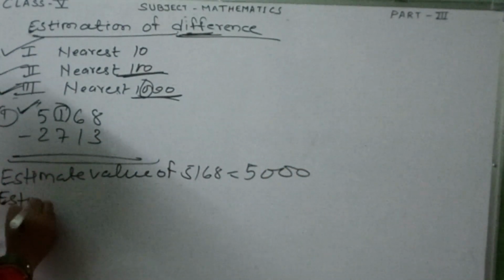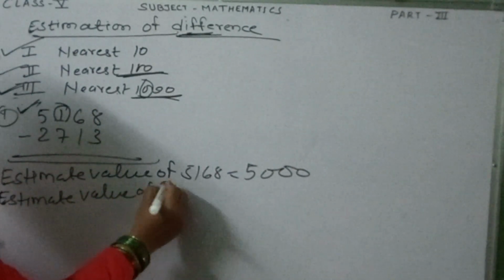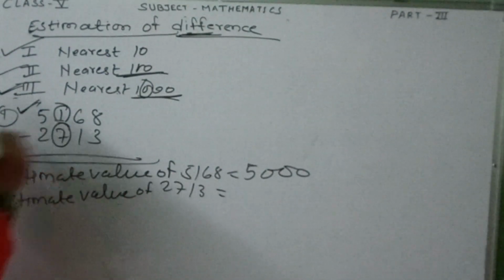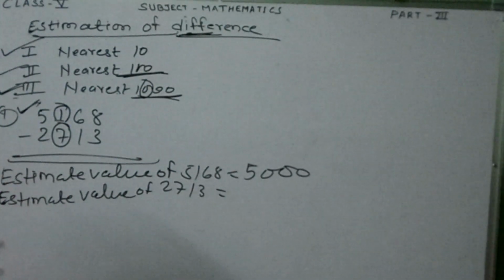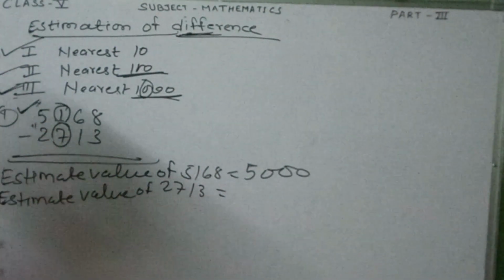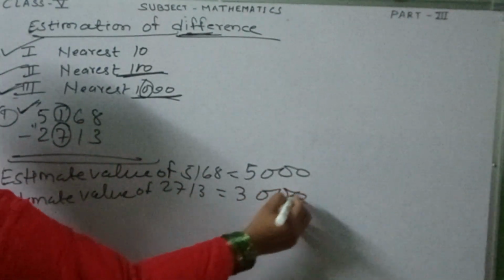Next one is the estimate value of 2713. Which digit do we have to compare? This one. What is written in the hundreds place value? 7. And 7 is greater than 5. So I have to give one more here. Then it will be 2 plus 1, 3, and the next digits will be 0.